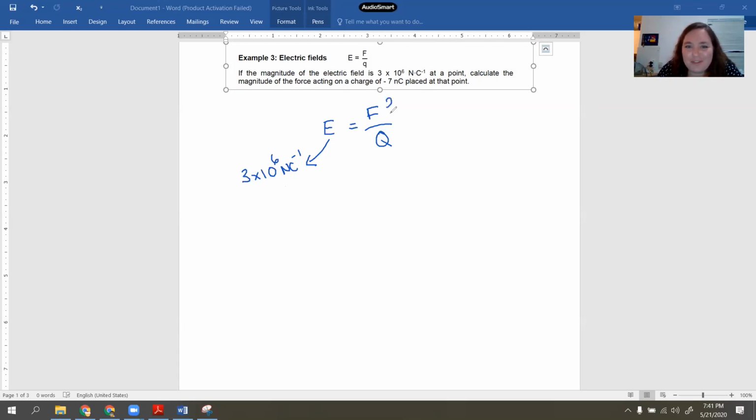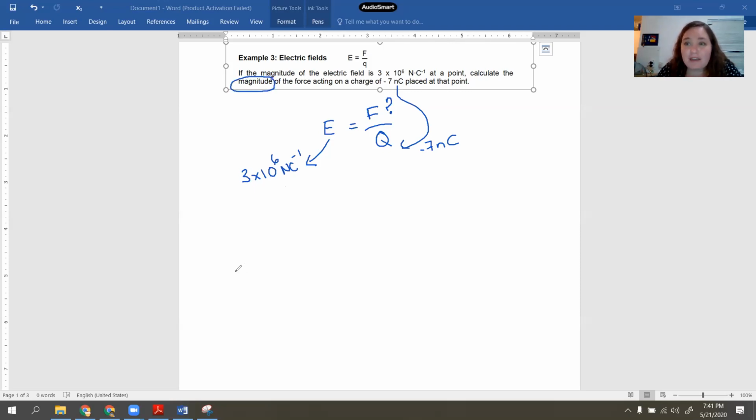We were asked to calculate the force. I thought they were mixing things up here. To calculate the force acting on a charge, there's the charge. We've been given -7 nanocoulombs. Now, please note you were asked for the magnitude of the force.